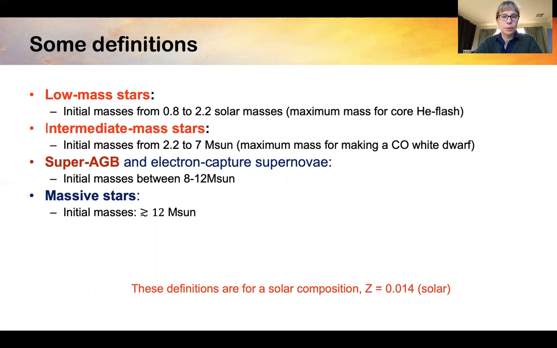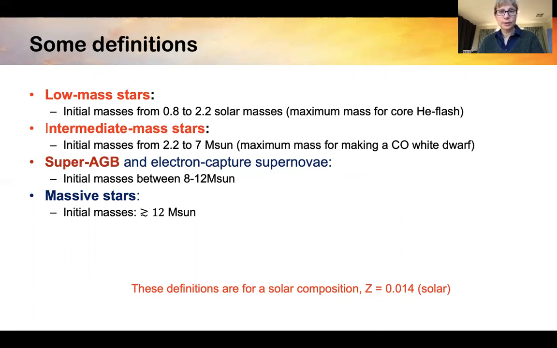So this is the way the star ignites core helium at the tip of the red giant branch. There is also the maximum mass for an intermediate mass star, which is about 7 solar mass. And this is the maximum mass for making a carbon-oxygen white dwarf. Stars more massive will go through carbon burning and they will do different things.